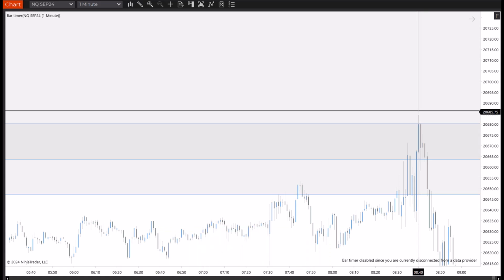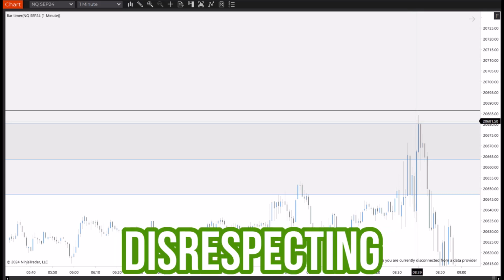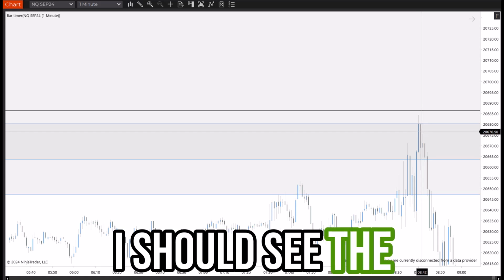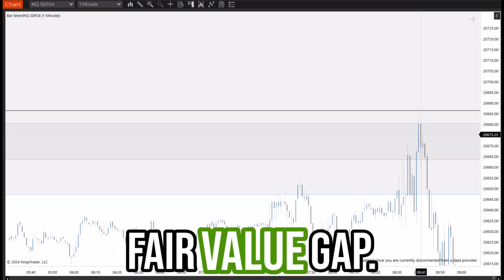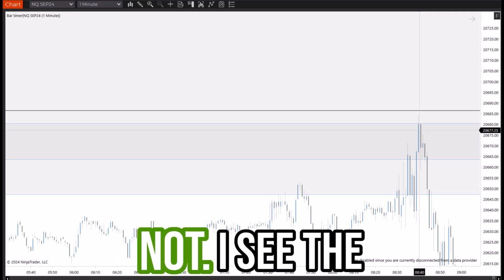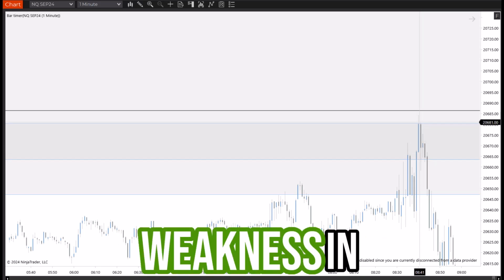I also time this with something that's called an SMT, which is the divergences in the market. We can talk about that in another video, but that tells me that there is a deviation between other indices. The NQ and ES had SMT around this area. So price is not able to close above this fair value gap.